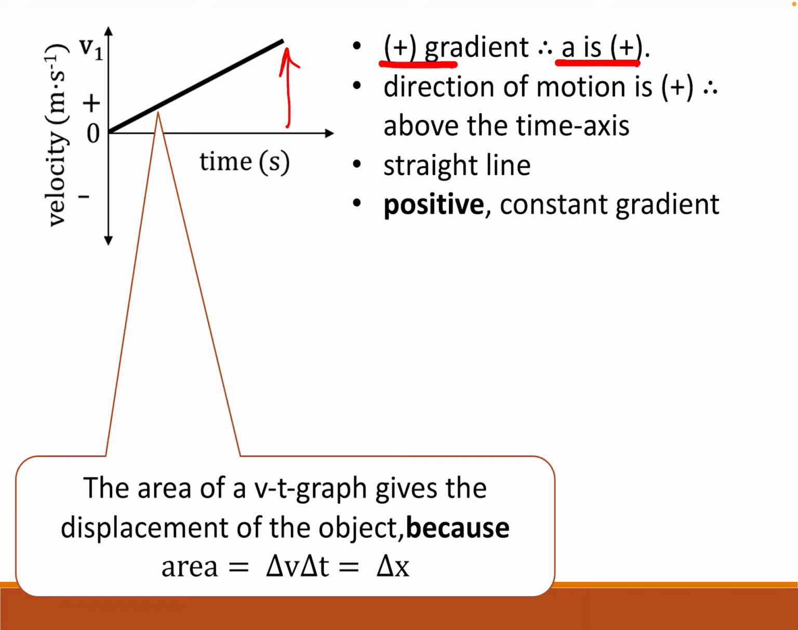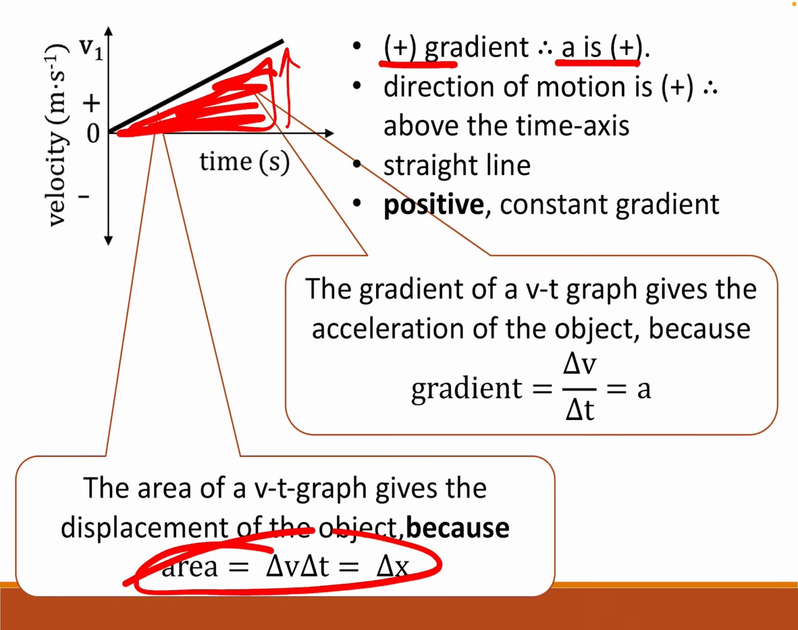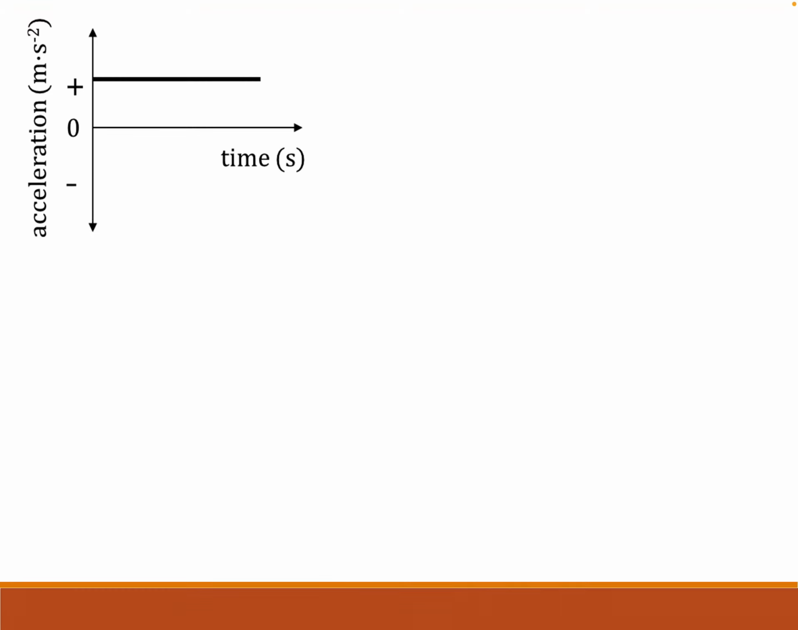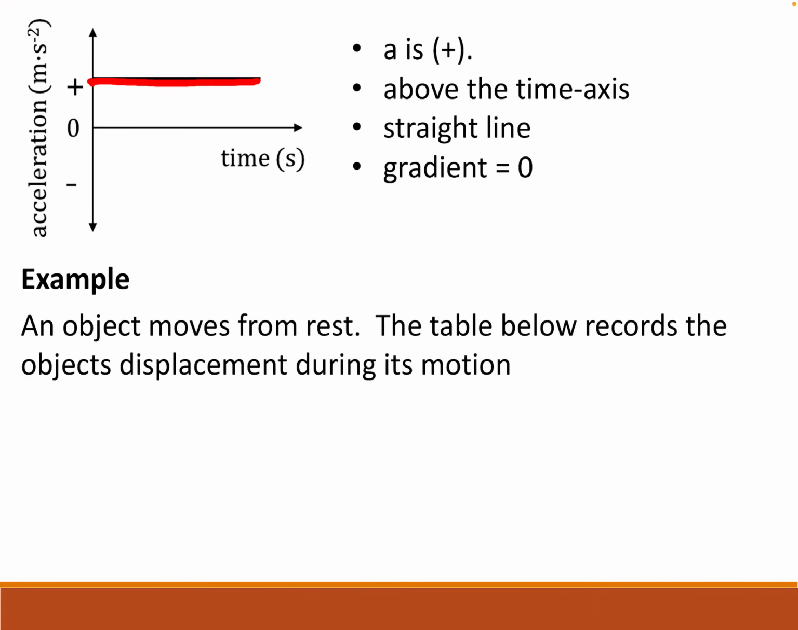Positive constant acceleration. Again, just like I said to you, the area under the graph gives me the displacement. So the area here would be a triangle. So it's a half base times height. The gradient gives me acceleration, which will give me a positive value. All right? Now, acceleration is a straight line. Has to be because we're using constant acceleration. Very important. So we've spoken about all of that.